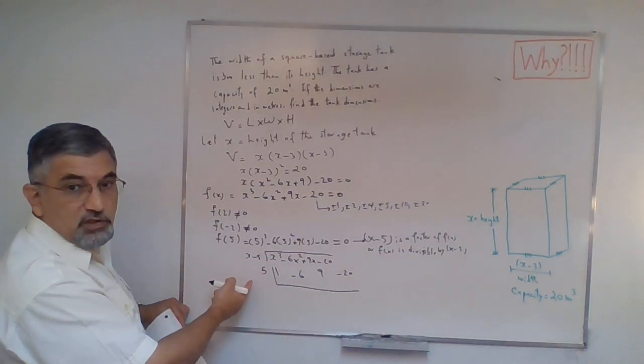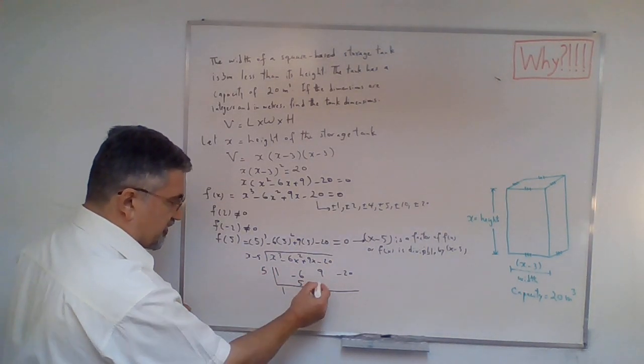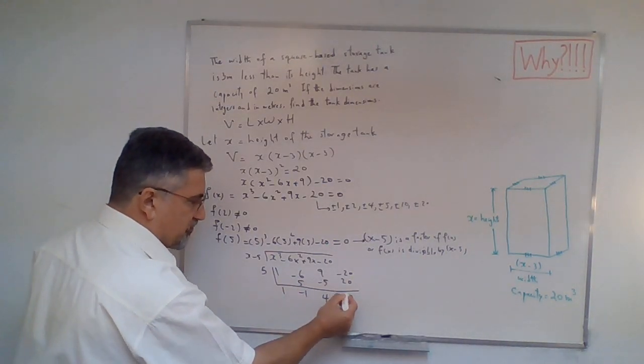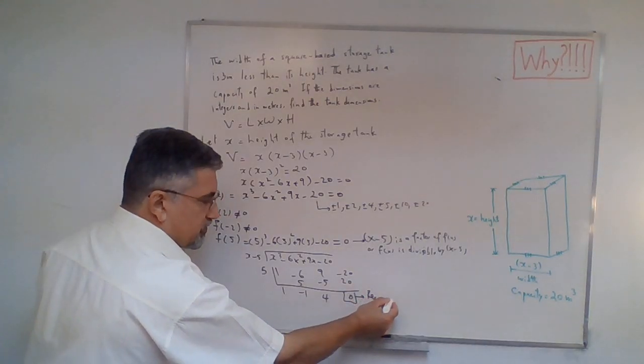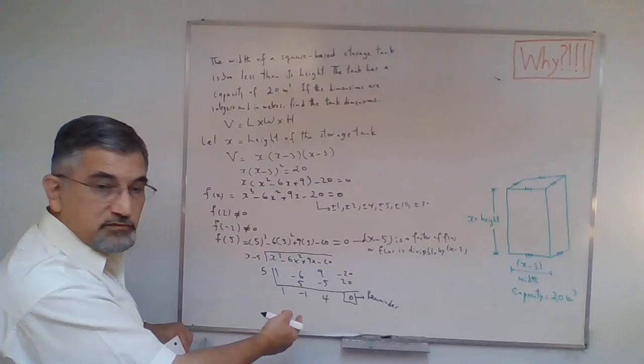And 5 is the root of the divisor. 1 times 5 is 5. Add them up. Times 5, negative 5. Add them up, 4. 4 times 5 is 20. Add them up, 0. And as we expected the remainder to be 0, actually it did become 0.